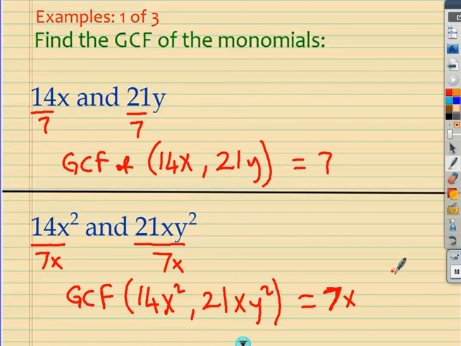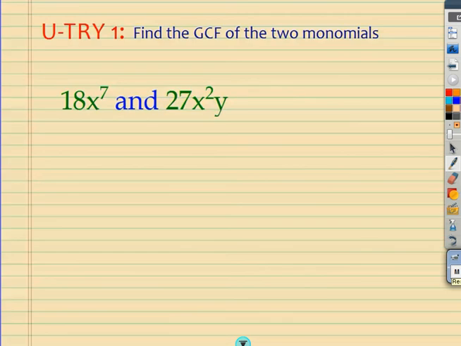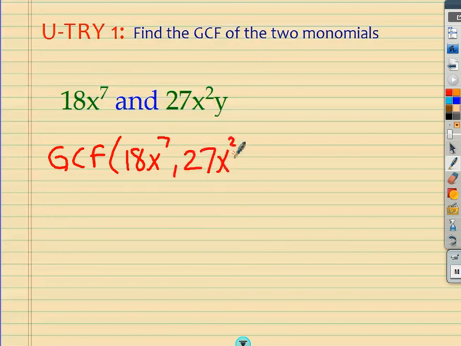This is how we can find the greatest common factor of two monomials. Here's your U-try. Identify your greatest common factor and write your result as the greatest common factor of 18x to the 7 and 27x squared y is your result.